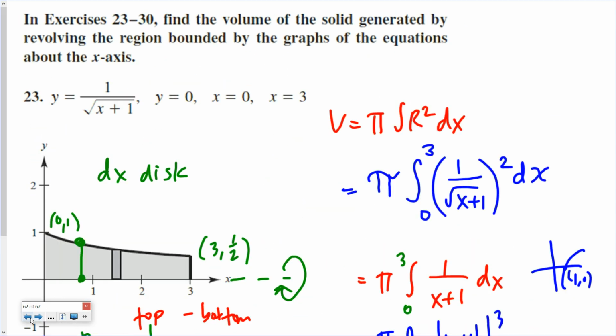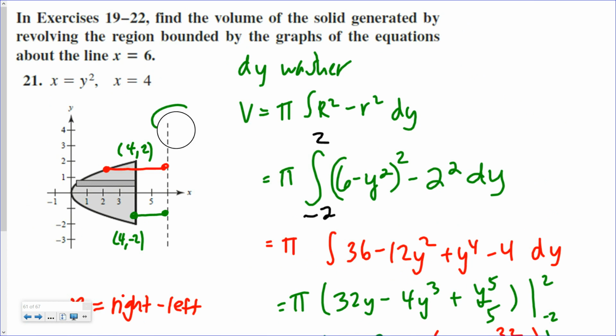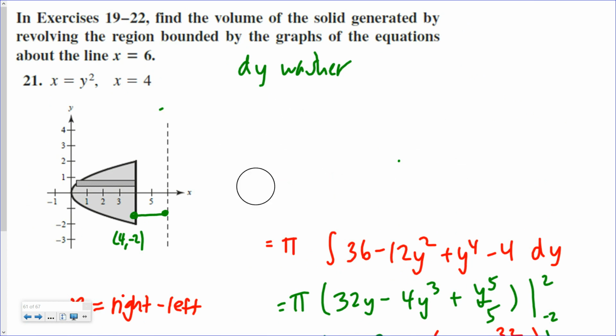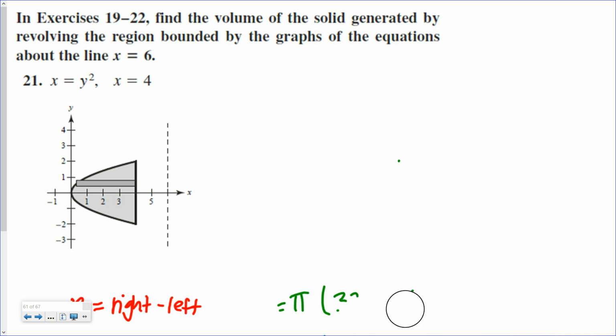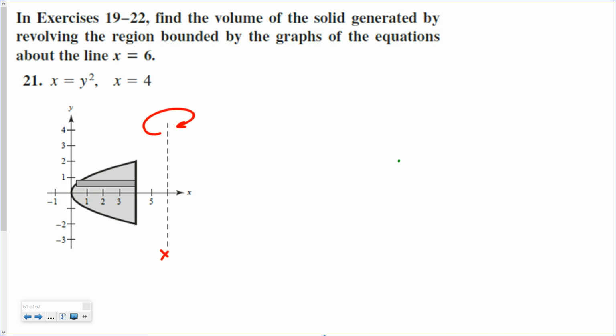Okay, so here's 21. This is a picture of 21. It's a y-squared picture, so look left and right. Why are you scared? It's a parabola. The x and y's are both positive, so it's a right parabola. And x equals 4 is right here. We want to spin this thing about x equals 6.